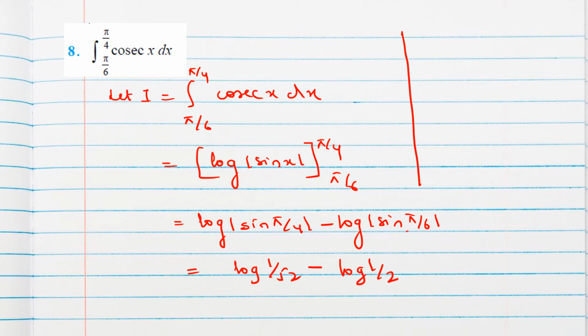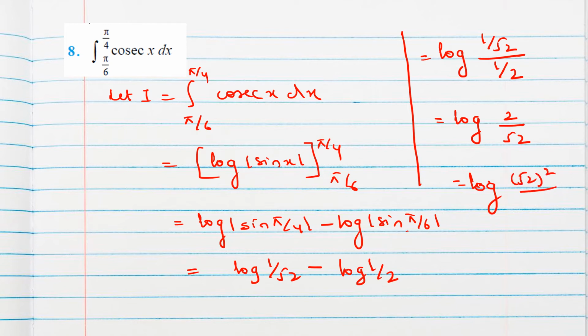Log property we can use here. According to this, log A minus log B will be log A by B. That means 2 by root 2 we can write, or if we further simplify this, 2 is root 2 square divided by root 2, so one root 2 will go, and the final answer will be log of root 2.